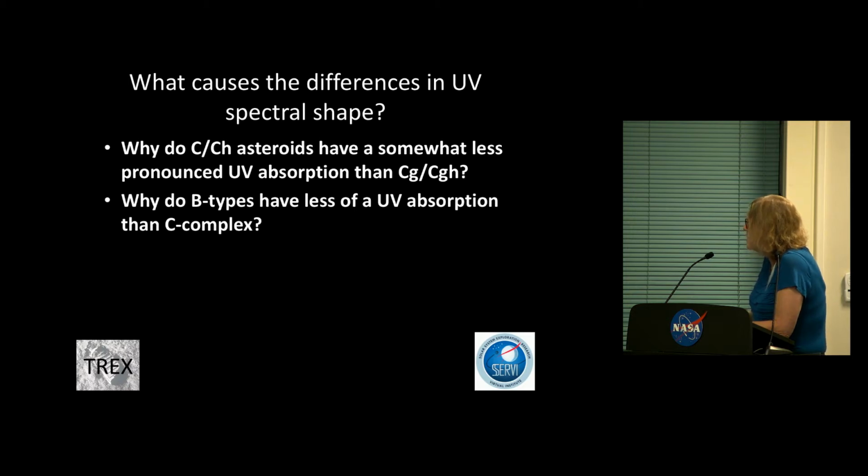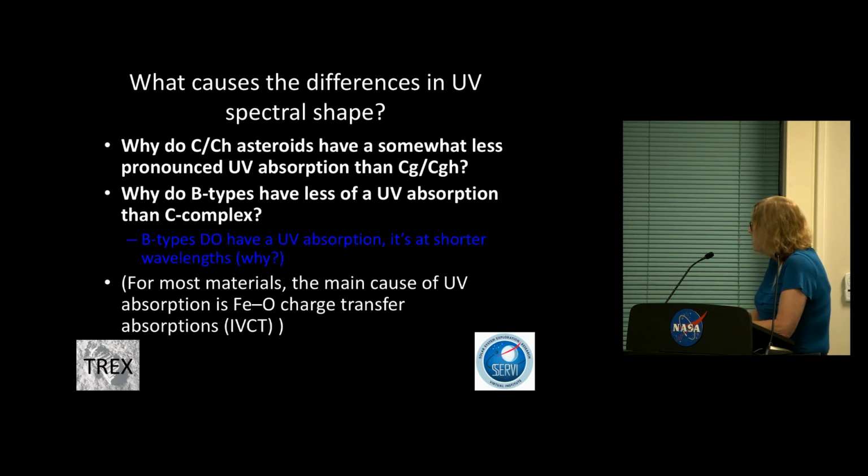And why do the B types have less of a UV absorption than the C complex? Well, actually, the B types do have the UV absorption. It's just at the shorter wavelengths, like I said. And for most materials, we are going in with the assumption that the main cause of the UV absorption is the UV blue IVCT caused by iron oxides.